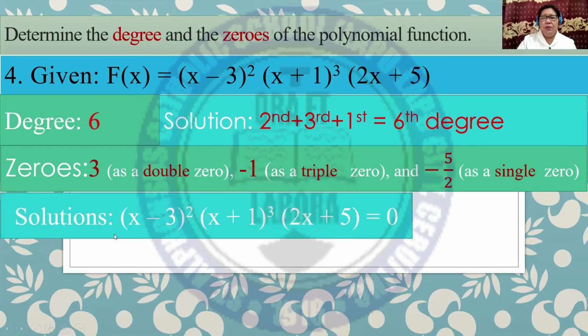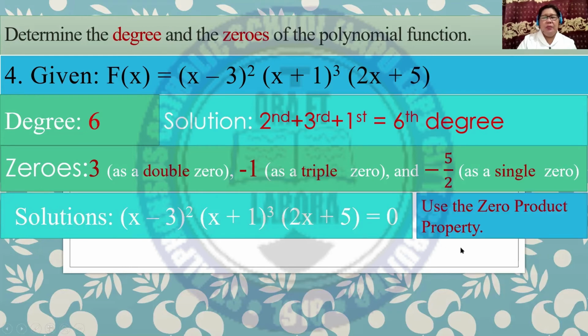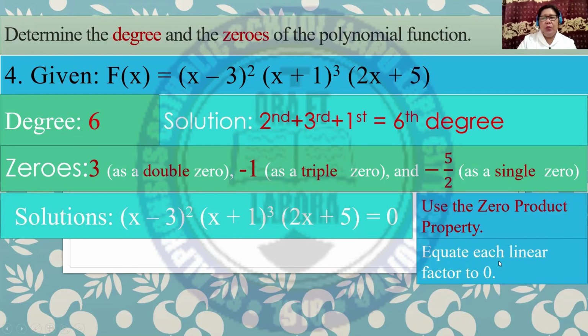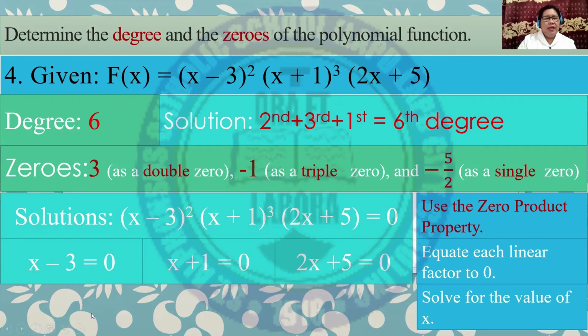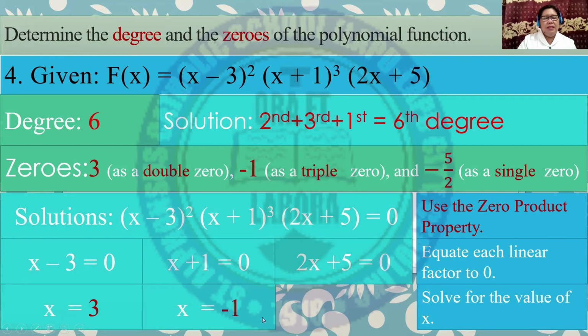Let us have the solutions. Using the zero product property, we have to equate each linear factor to 0. So, the first is x minus 3, equate this to 0. X plus 1 equate to 0. 2x plus 5 equate to 0. And then you have to solve for x. So, x here is 3, then x here is negative 1, and x here is negative 5 over 2.